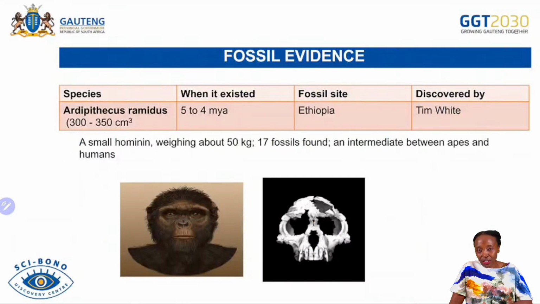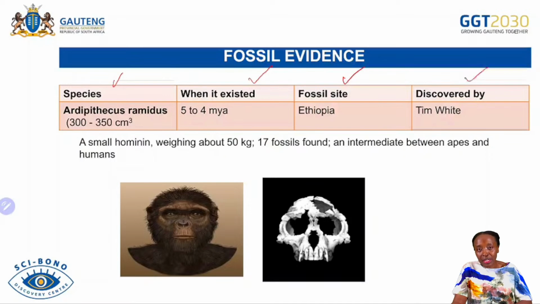With this section, grade 12, if you take your Mind the Gap, your DBE book, the green one, your DBE study guide. Okay, let me start with the Mind the Gap and the DBE study guide. There's a table where all these species are put into. What you look into, you must know the name of the species, when did it exist, where was it found, and who discovered the fossil.